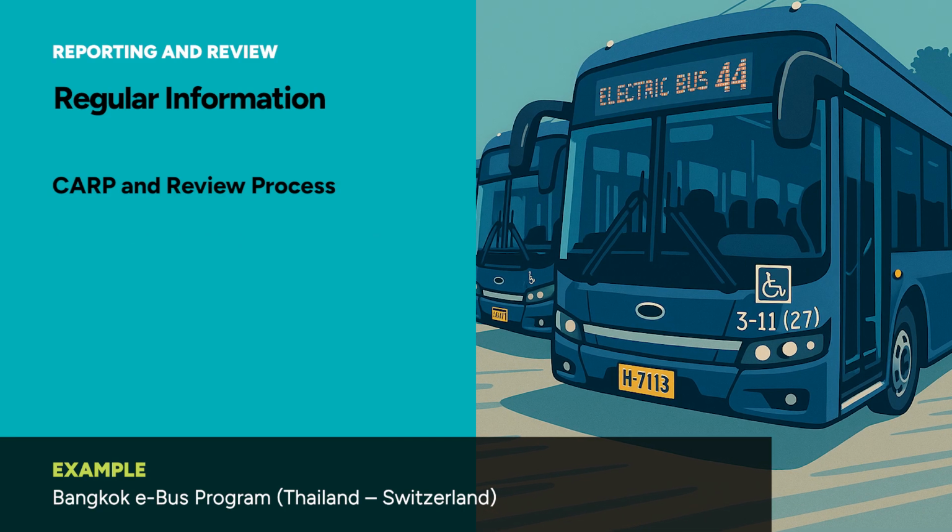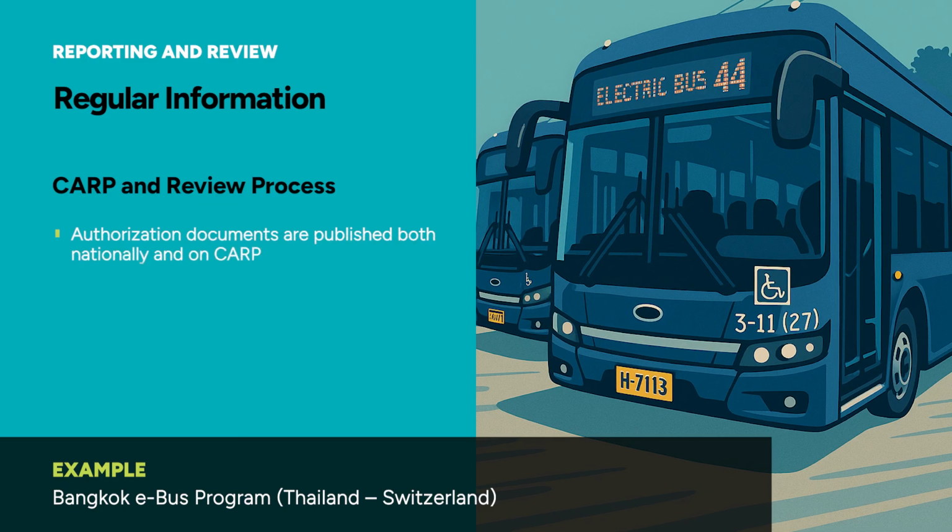CARP and review process. Authorization documents are published both nationally and on CARP. The countries also participate in the review process conducted under the UNFCCC. This case demonstrates how cooperative partners can ensure consistency with Article 6.2 guidance by aligning their registry systems, applying approved accounting methods, and openly publishing required documentation.